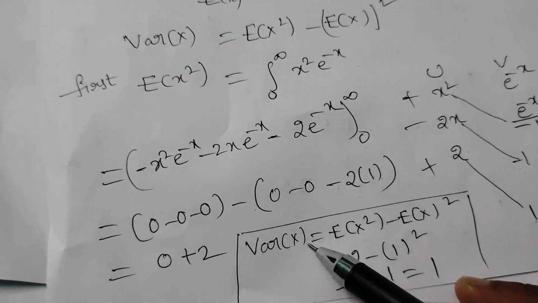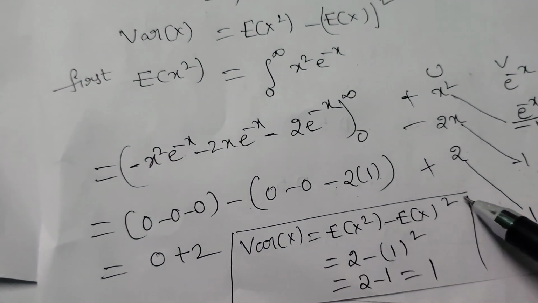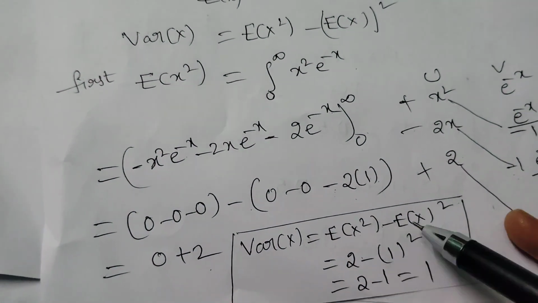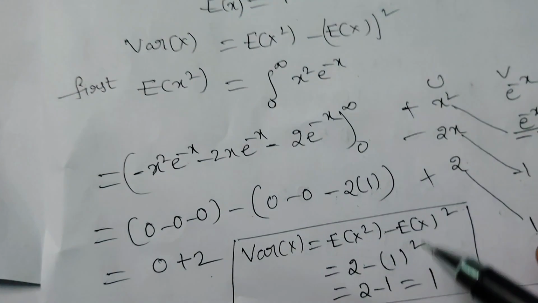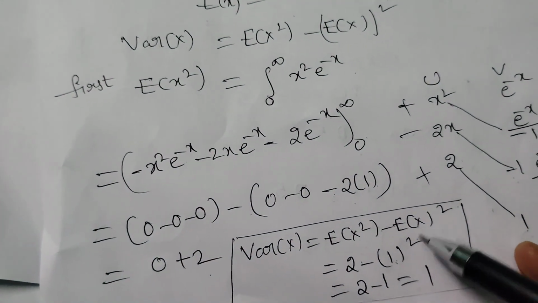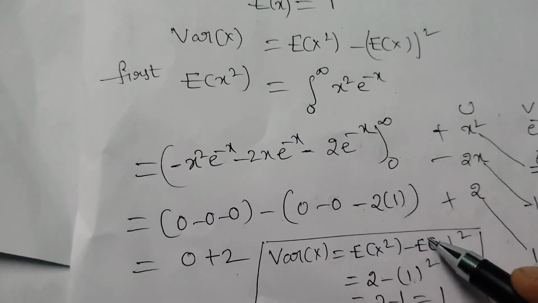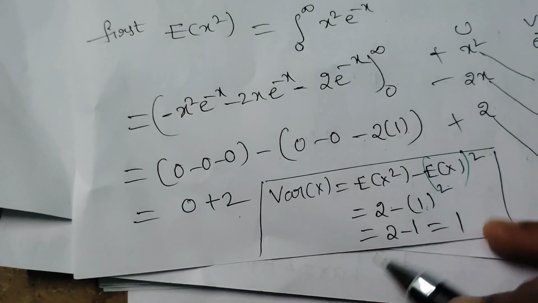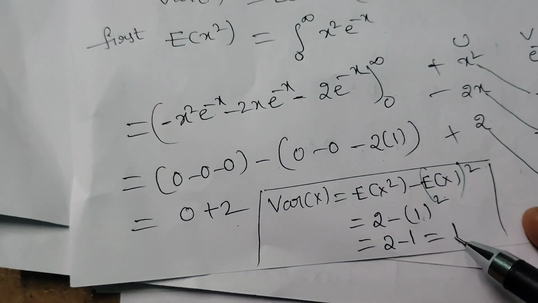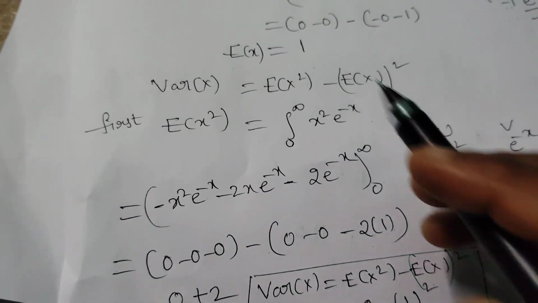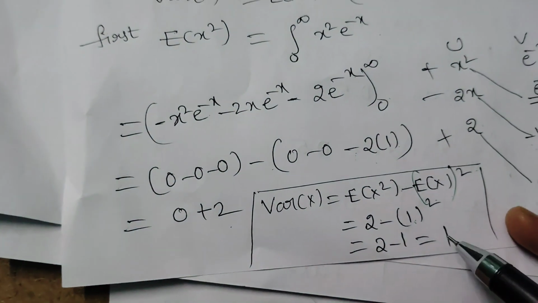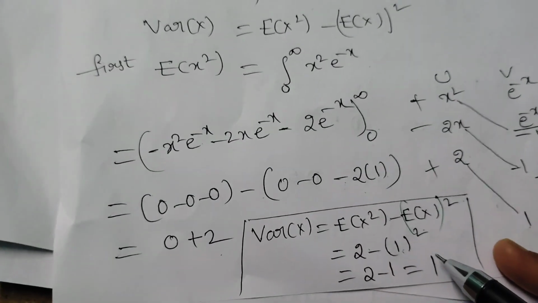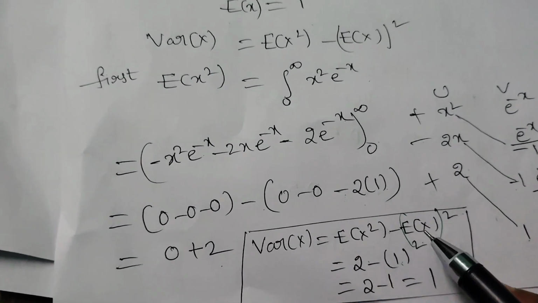Variance of x equals E of x square minus E of x whole square. Now we found the E of x square value is 2, minus, we already got the E of x value is 1. That means mean 1, and for the total value we need to write the square. So 1 square. So 2 minus 1 square means 2 minus 1 equals 1. So that's why we got mean value 1 and variance value 1 for the function f of x equal to e power minus x for x greater than or equal to 0. The problem is over. Thank you.